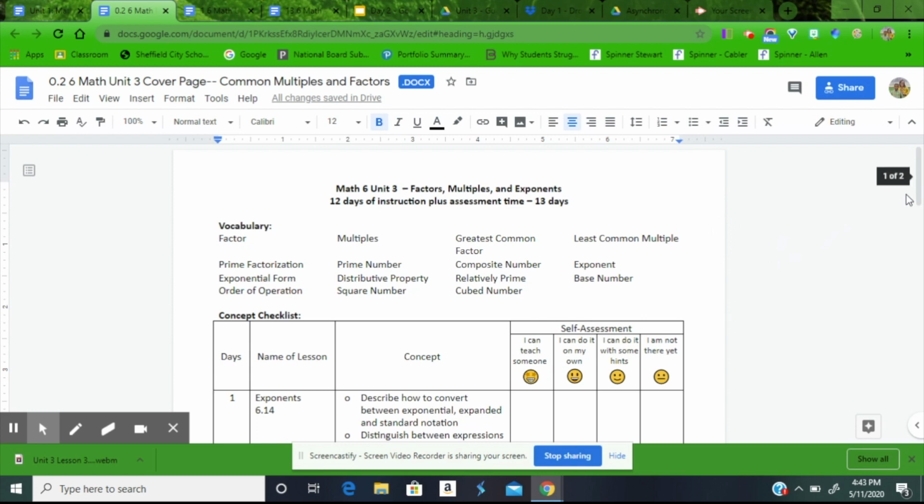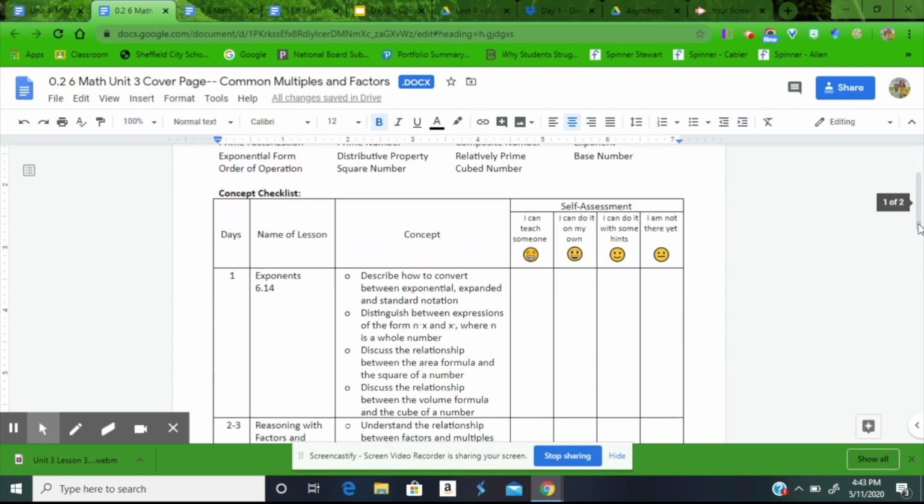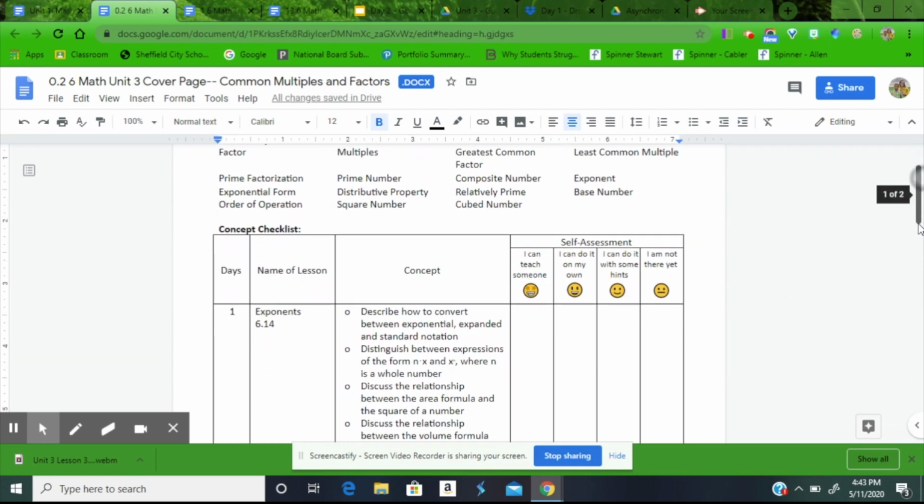Then moving on to our concept checklist, you have your self-assessment here for the students. I can teach someone as your exemplary student, the ones that fully understand the content and can turn around and teach it to another student. Then you have your 3s or your proficient students. Those are the ones that can do it on their own.